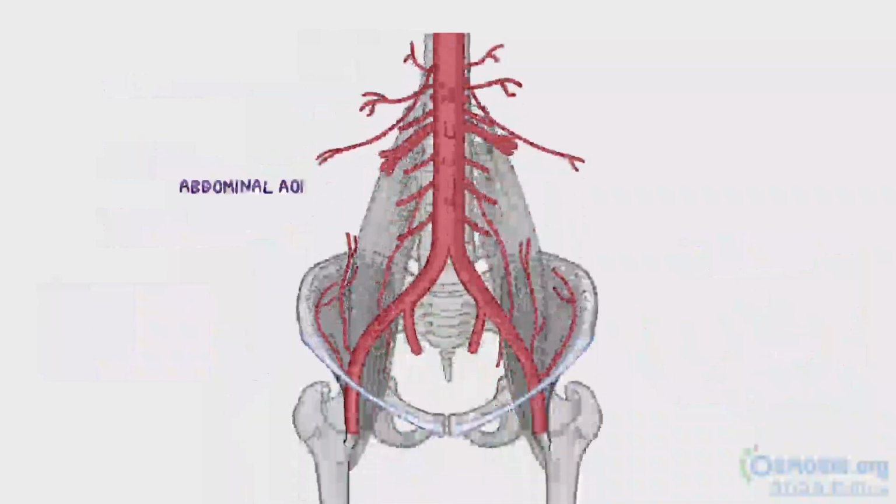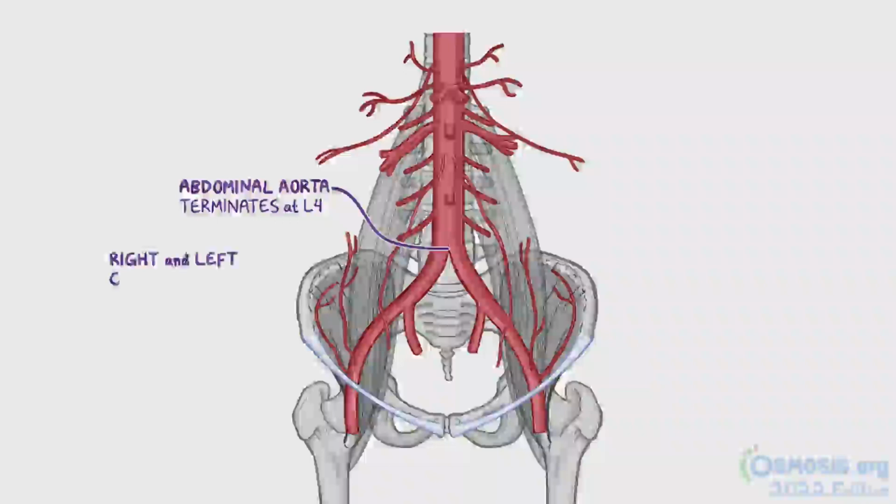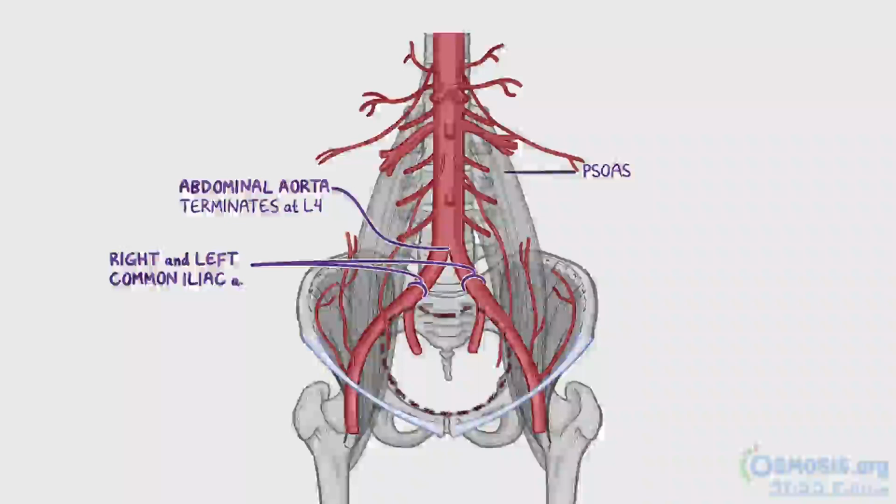The abdominal aorta terminates at the level of the L4 vertebra, where it bifurcates into the right and left common iliac arteries. The two arteries diverge and run inferolaterally following the medial border of the psoas muscles to the pelvic brim. At this point, each common iliac artery divides into an external iliac artery and internal iliac artery.